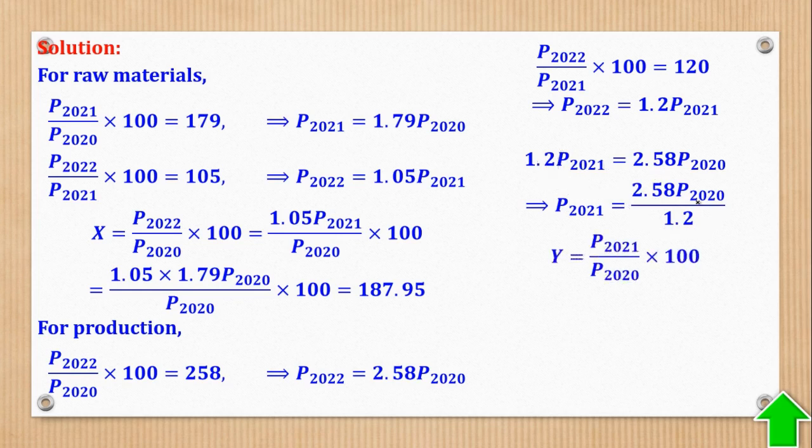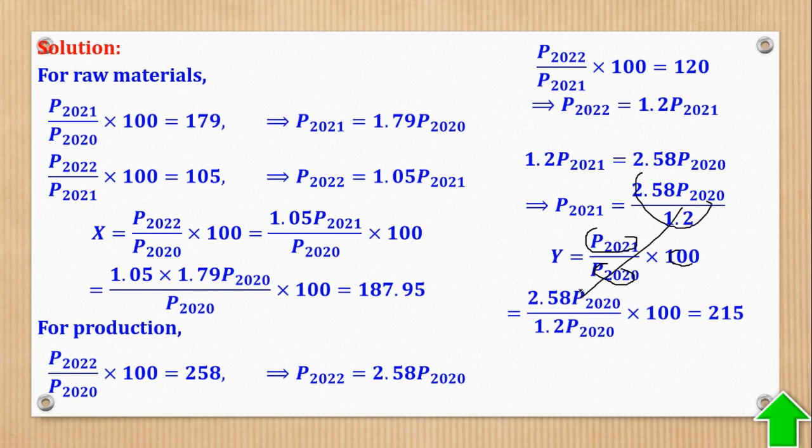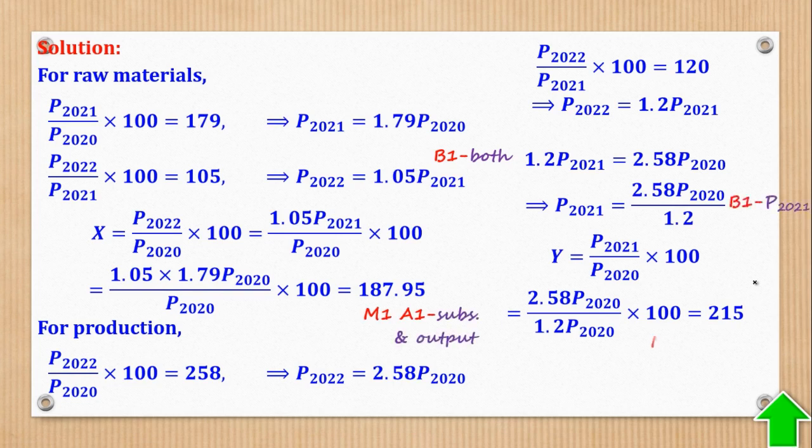Now from there I can get the value of Y, which is P of 2021 over P of 2020 times 100. So substitute for P 2021 and these two will cancel to give you 215 as the answer. So that is what they wanted, and that's how marks can be distributed.